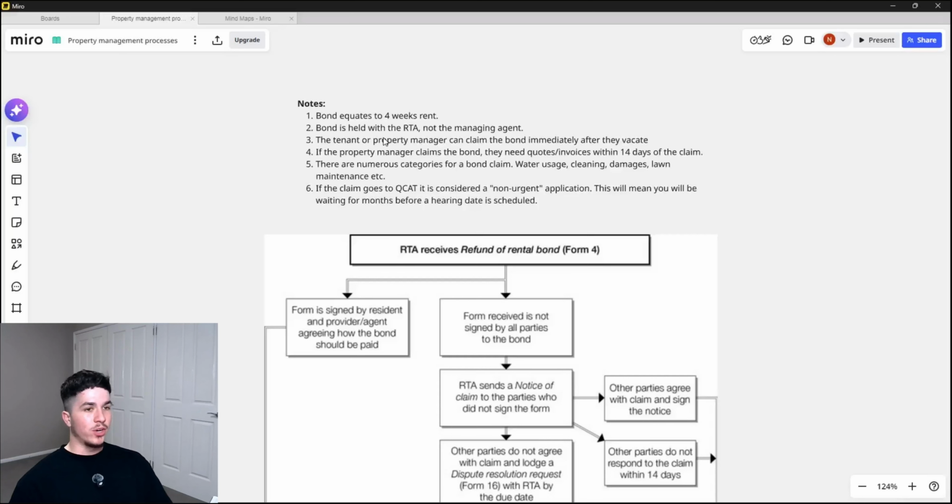There are numerous categories for a bond claim. You can claim for water usage, cleaning, damages, lawn maintenance, rental arrears, you name it. These things here are the main categories we see when we are claiming a bond.